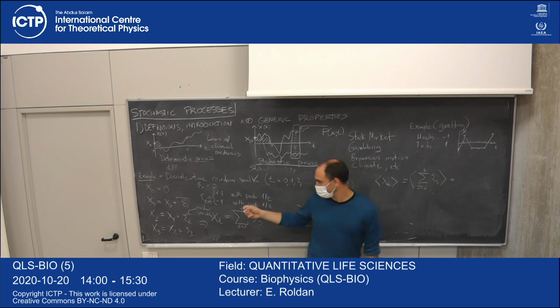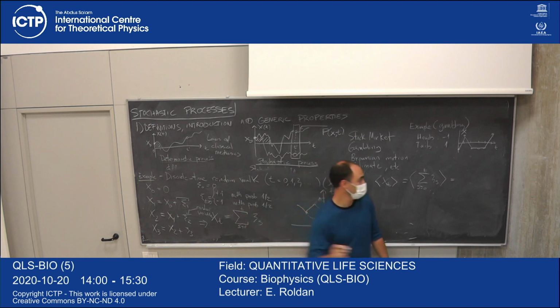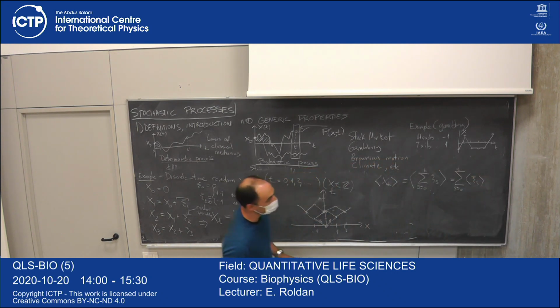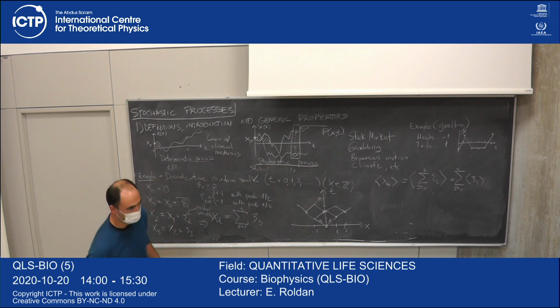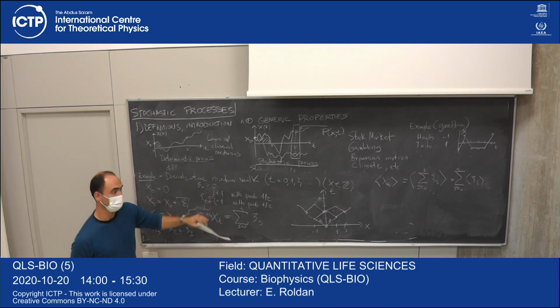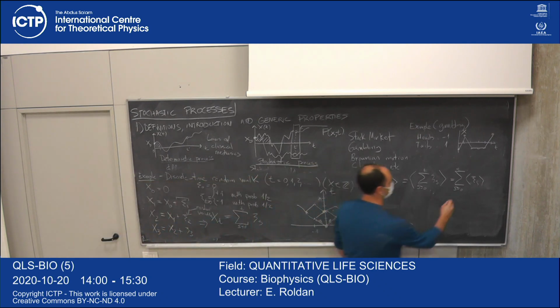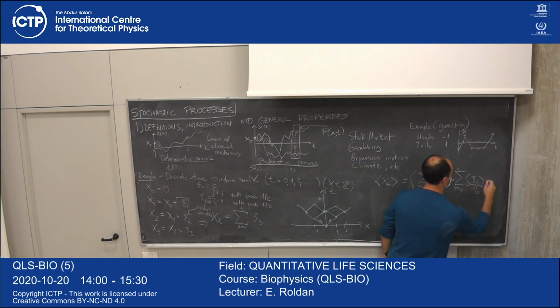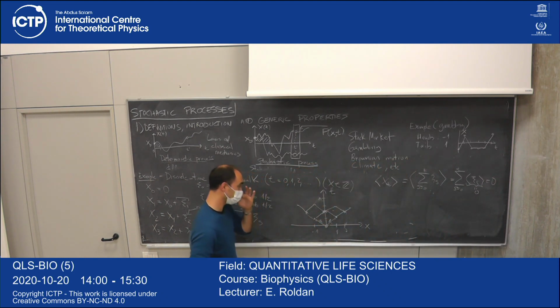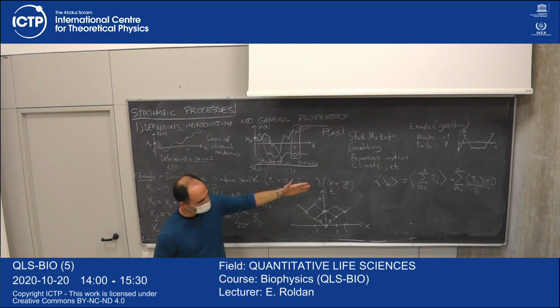Well, these xi's are independent. So I can take the sum out and make the average inside. And now the question is, what is the average of psi? Yes? 0. The average of this is 0. So sum of zeros, 0. Fine. No drift. If there were a drift, there would be something times t.